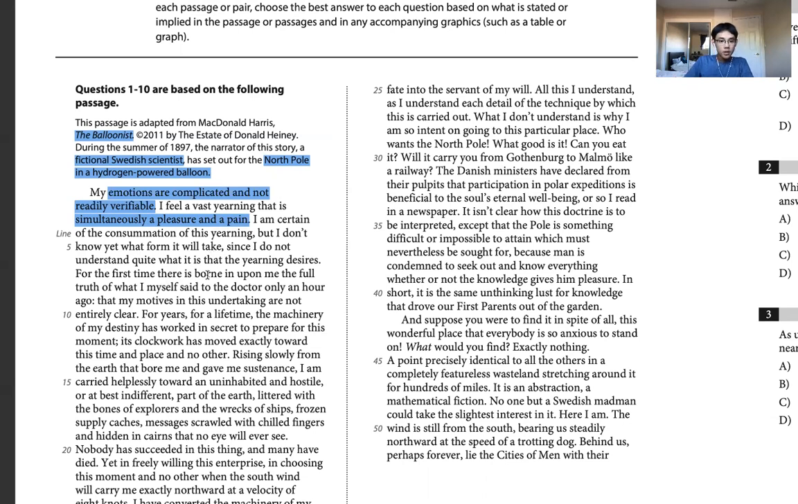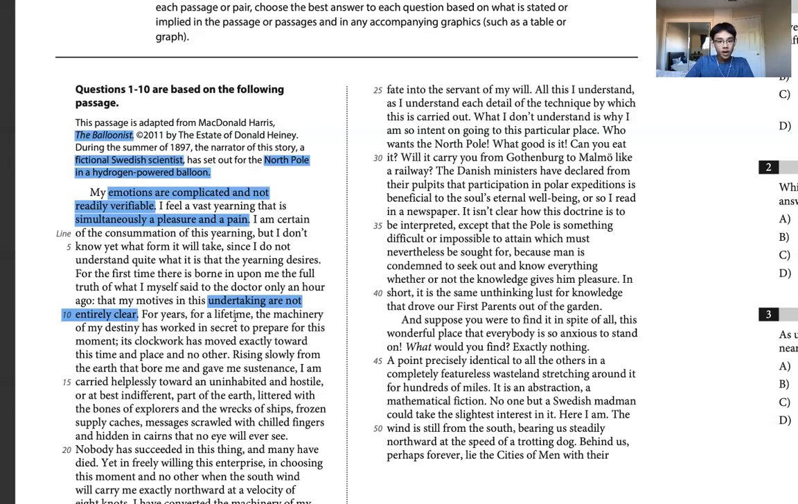"For the first time, there is borne in upon me the full truth of what I myself said to the doctor only an hour ago, that my motives in this undertaking are not entirely clear." So here again, we see that inner conflict that we noted early on in the passage. While the balloonist knows that he has to make this journey, the reasons why he has to make it are not entirely clear to him as of this moment.